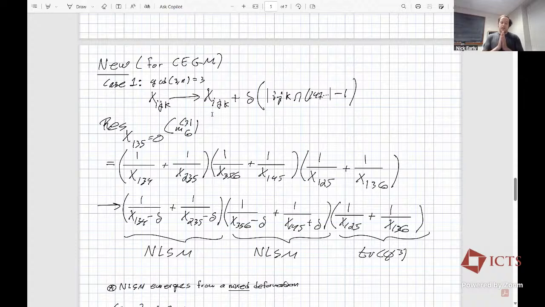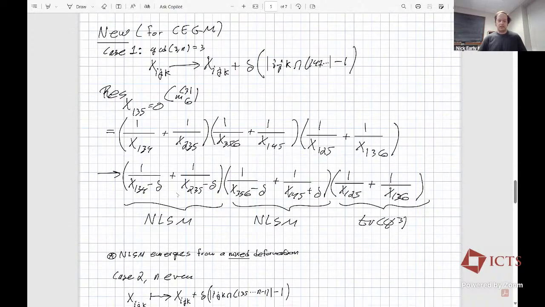Let's return to that residue of M_36. We have this product of three 4-point amplitudes. If you apply this deformation, then two of the factors become NLSM amplitudes, and one of them becomes a trace phi cubed amplitude. So you already see that the NLSM is emerging from this generalization. There's a second way it emerges, even more satisfyingly.